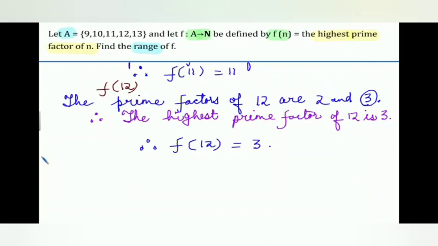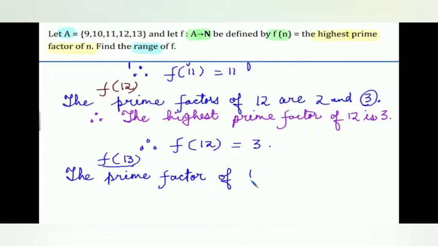Now f of 13. 13 is a prime number itself. So the prime factor of 13 is 13. So f of 13 is equal to 13.